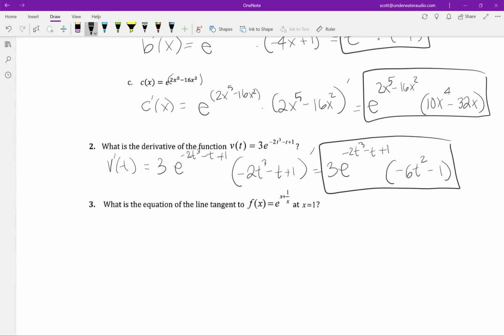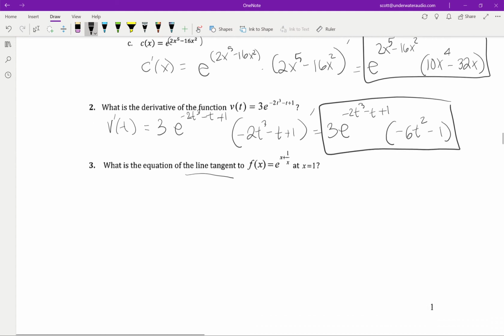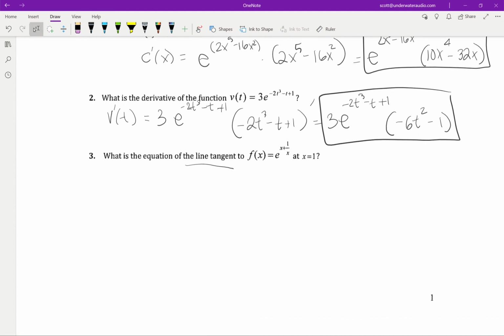All right, number 3. What is the equation of the line tangent to f of x equals e to the x plus 1 over x at x equals 1? So I think the first thing I would do, every time I see 1 over x, my thought is always rewrite it to be a power of x. The reason I do that is because it's easier to take a derivative. And then I need a couple of things. I need f of 1. It's just regular f of 1, not the derivative, although I'll need that too.